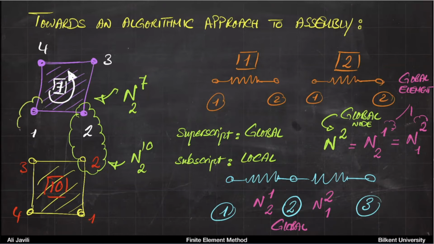And then if you look at these ones, it's the same story. So now, from the upper element, that would be node 1. So it's node 1 of element 7, of global element 7. It's a local node 1 of the global element 7. And then it's local node 3 of a global element 10.